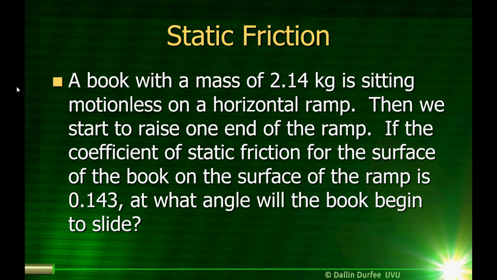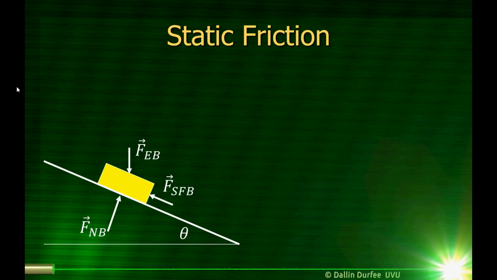If the coefficient of static friction for the surface of the book on the surface of the ramp is 0.143, at what angle will the book begin to slide? All right, so here's our free body diagram. The normal force is normal to the surface, gravity is straight down, and the force due to static friction is parallel to the surface.